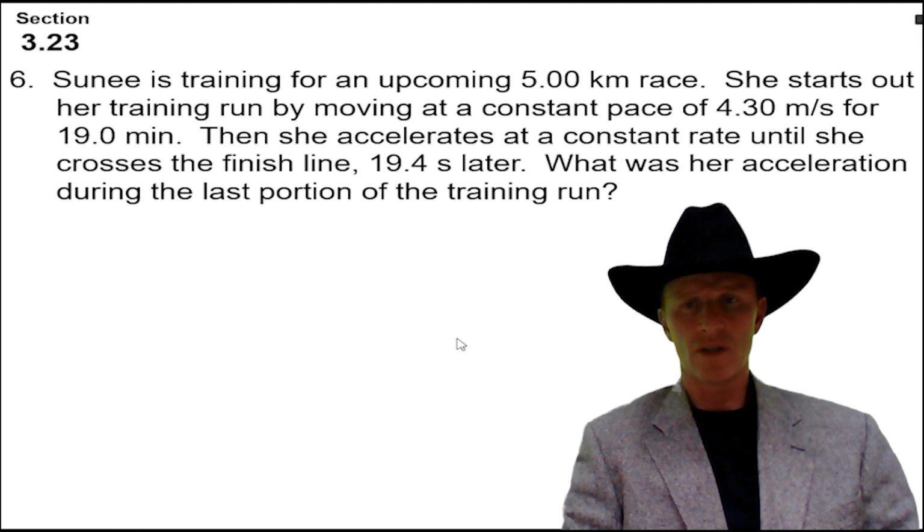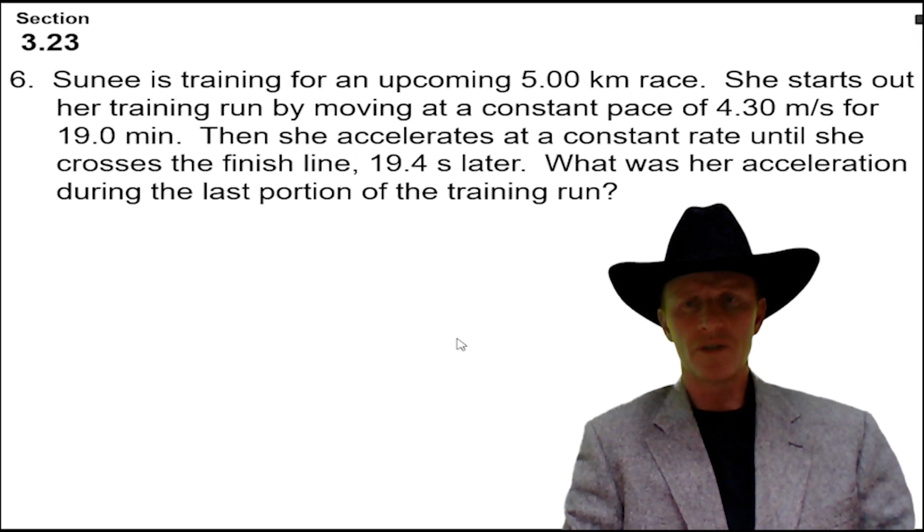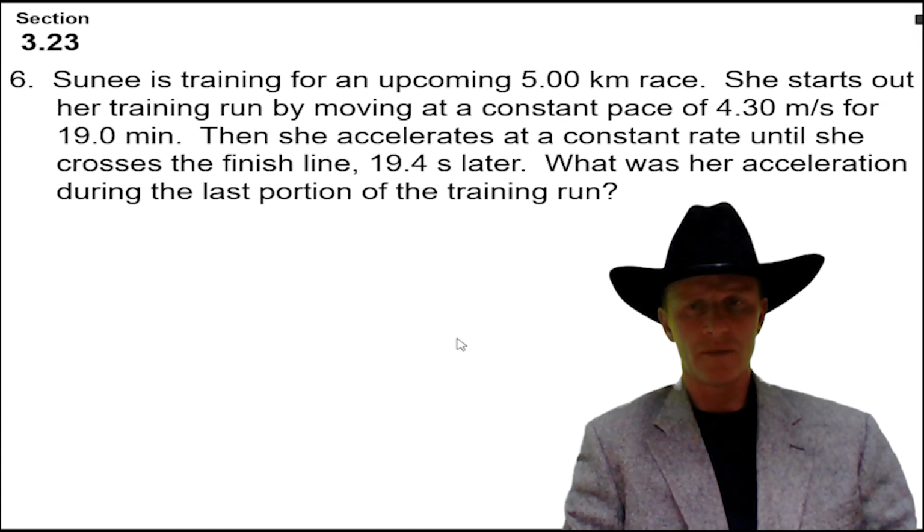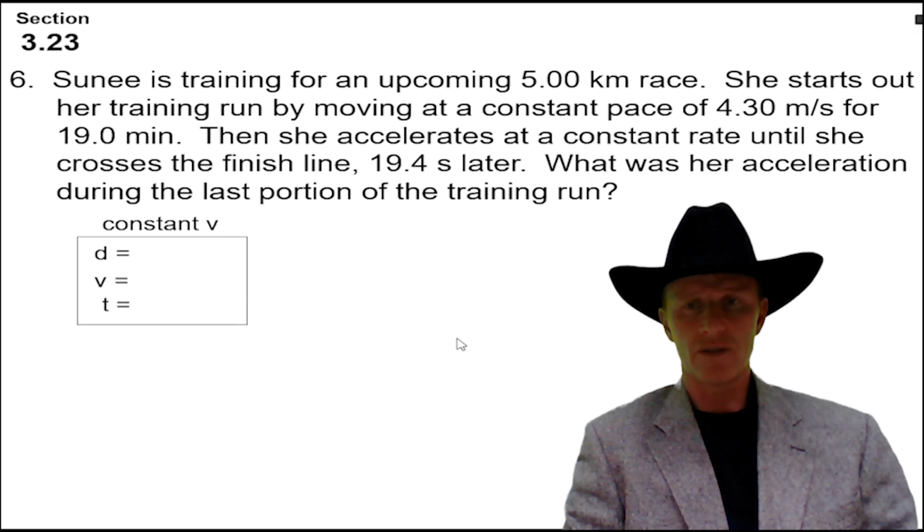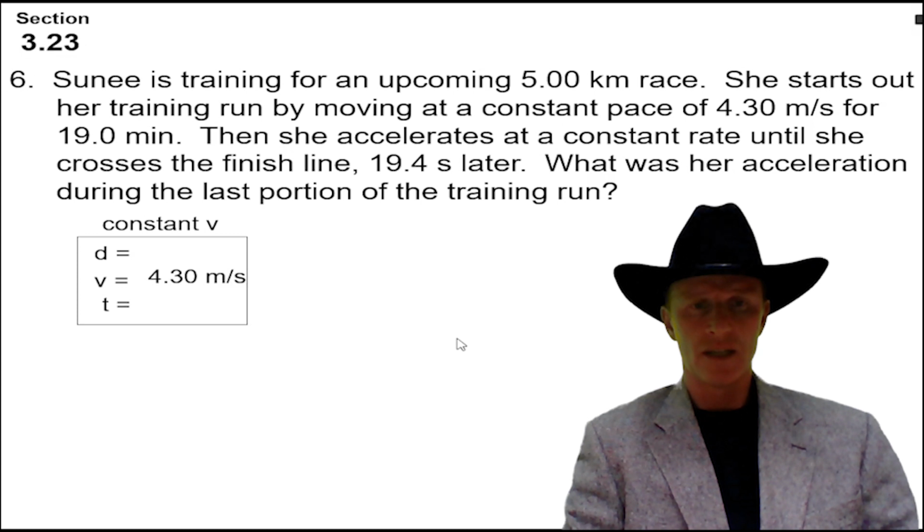Okay, so she's starting her race at 4.3 meters per second for 19 minutes. So most of the race, constant pace, that's the little box. Speed's not changing, little box to start off. Then the last little bit of the time, she speeds up until she crosses the finish line. So 4.3 we know is there. The 19 minutes we know times 60 gives us 1140 seconds is also there.